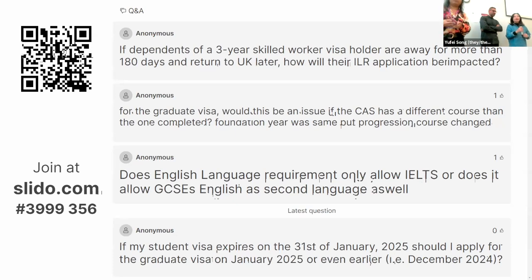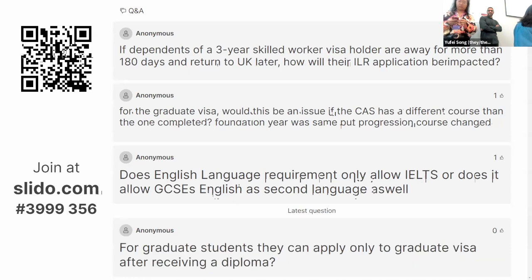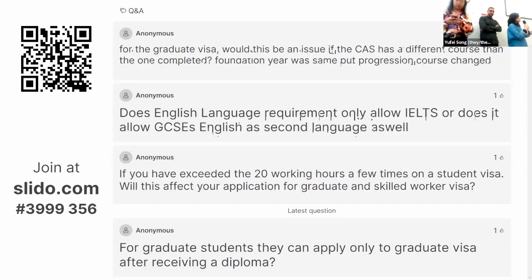I can do the next one. For the graduate visa, would this be an issue if the class has a different course than the one completed? Foundation year was the same, but the progression course changed. So it all depends on whether you had to make a new student visa application because you were issued a new CAS. If that's the case, then I would say you can't apply with a previous course, because the whole point of the graduate visa is that you have to have successfully completed the course which your most recent leave was granted for.